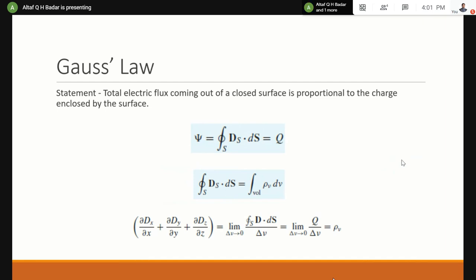So psi is the symbol for the flux there. We have the surface integration of D dot ds, where ds is the component of D along the surface, and you integrate it, which is equal to Q. Another way: since we say that the total electric flux coming out of the closed surface is proportional to the charge enclosed by the surface, then the charge is given by Q, and for a very small volume we already saw that the value of Q is given as the integration of volume charge density rho v dv.